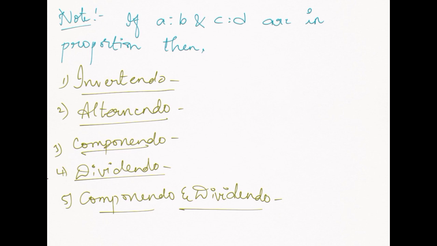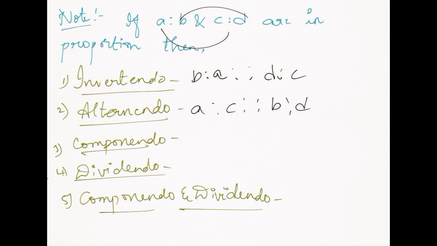Okay, now if they are writing using the Invertendo rule, then it means you are making this ratio upside down. See, A is to B, you will write as B is to A, proportion D is to C, upside down. That is the Invertendo rule. Next is the Alternando rule. That means alternately you will put it in proportion. That is A is to C, proportion to B is to D. Alternate means alternate values.